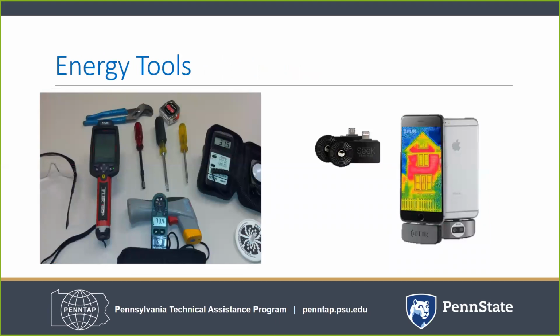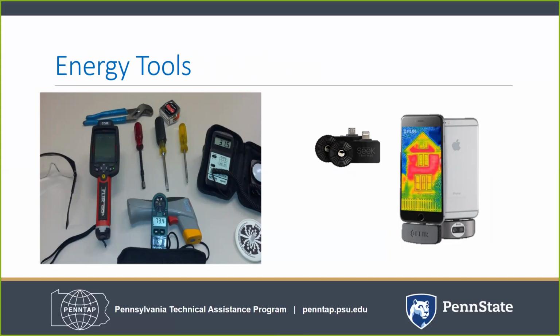Energy tools. There are different energy tools that could be used during your walkthrough. On this slide, there are examples of energy tools to help identify opportunities during the walkthrough. For example, listed is an IR Seek camera for an iPhone. It detects heat loss. They're pretty nice to have. They're only about $250 for a Seek camera.